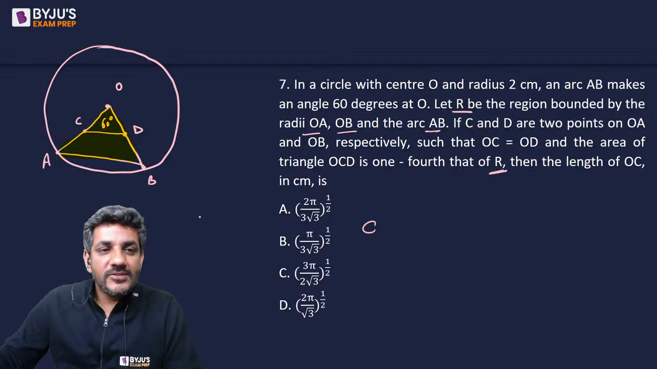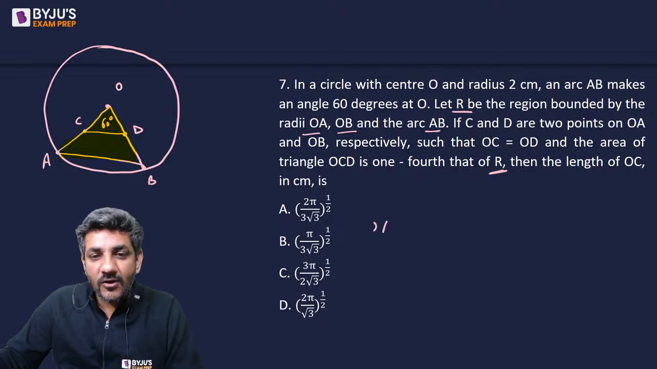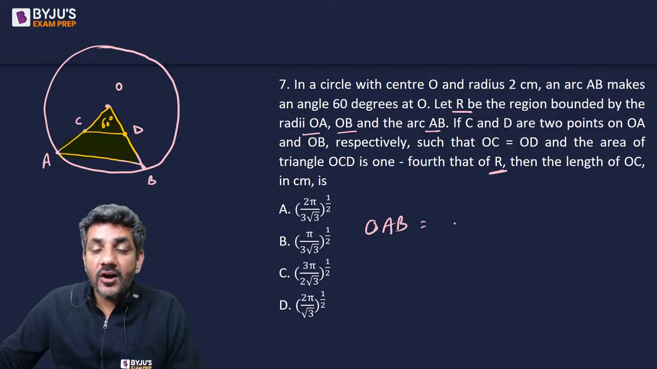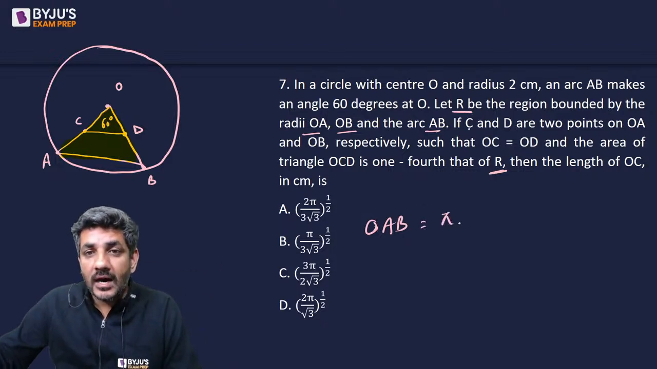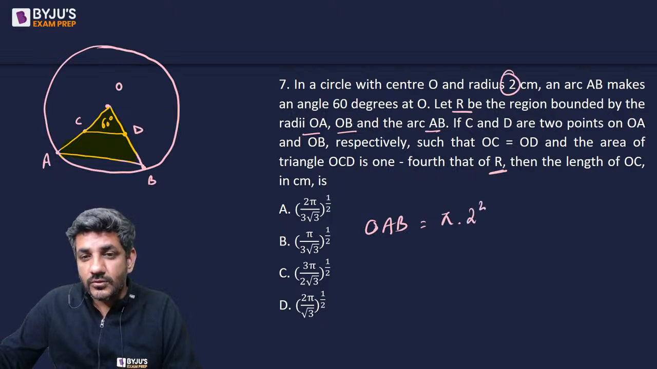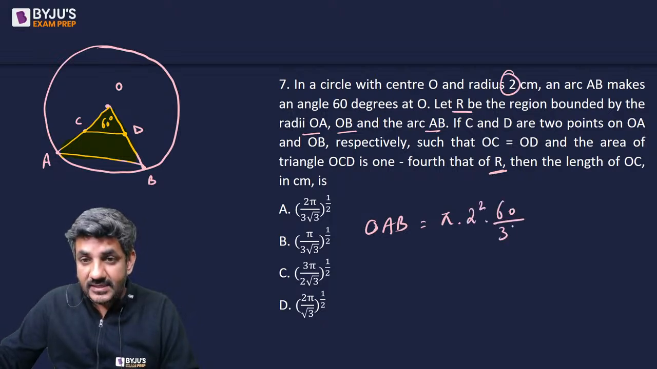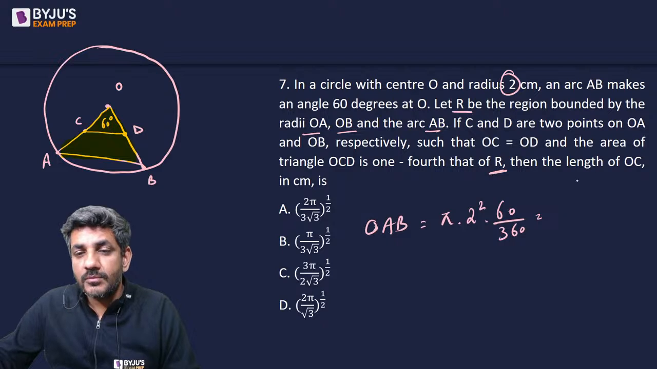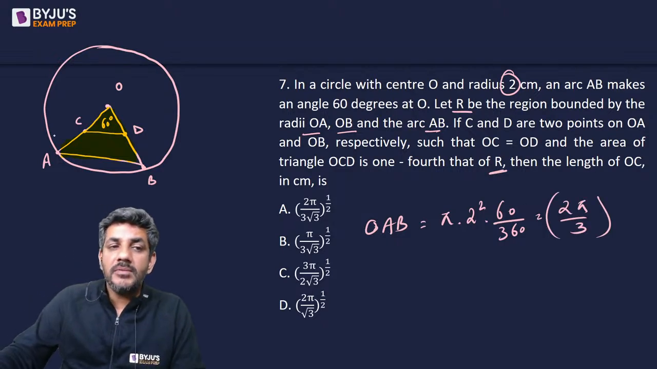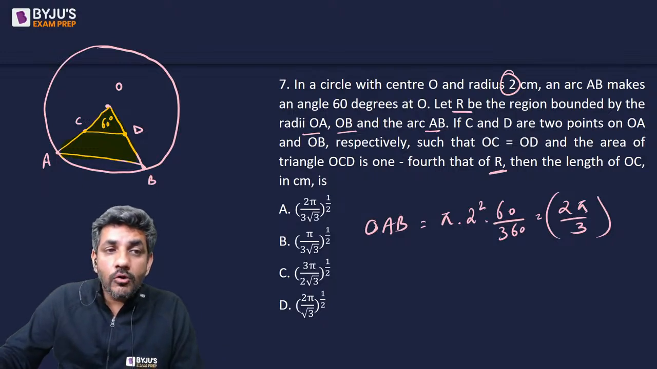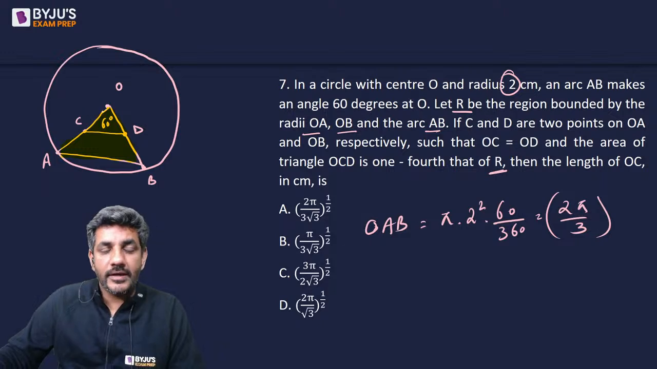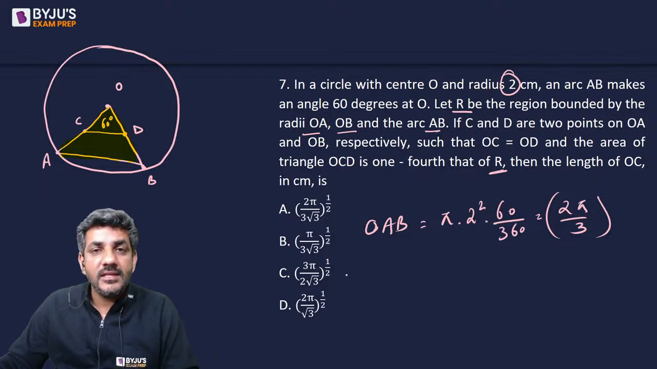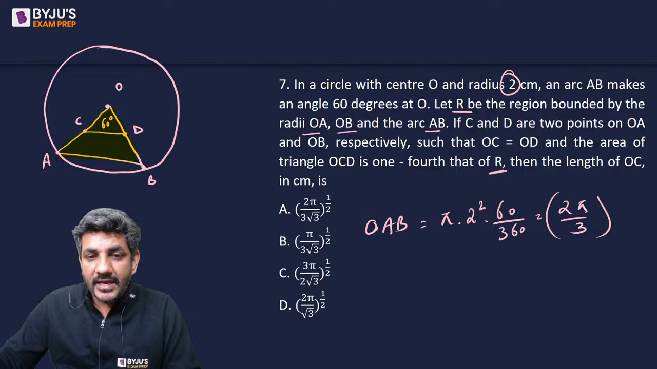So first of all, let's find out the area of this OAB, the whole sector. The area of the sector is pi r square, where r is given as 2, so 2 square into theta by 360 degrees. So it comes out to be 4 pi by 6 or 2 pi by 3. So 2 pi by 3 is the complete area of OAB. Now OC is equal to OD. Let us say OC is A and OD is also A. So what will be the area of triangle OCD?